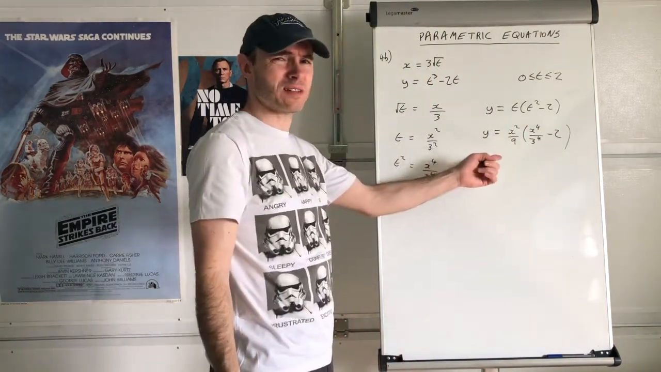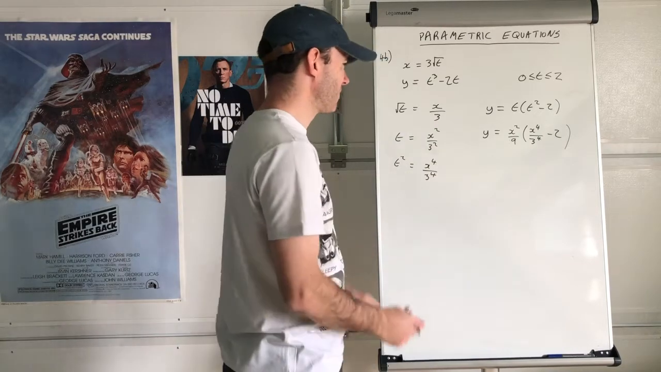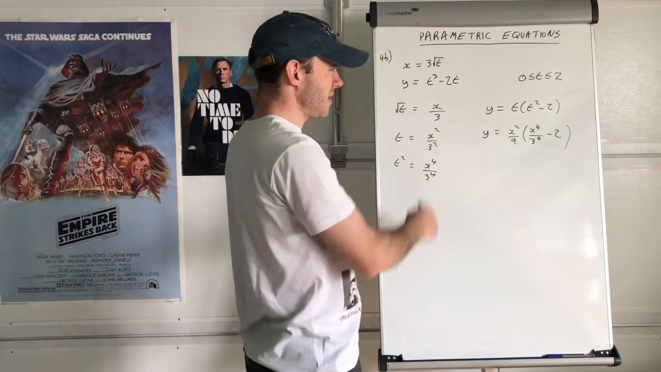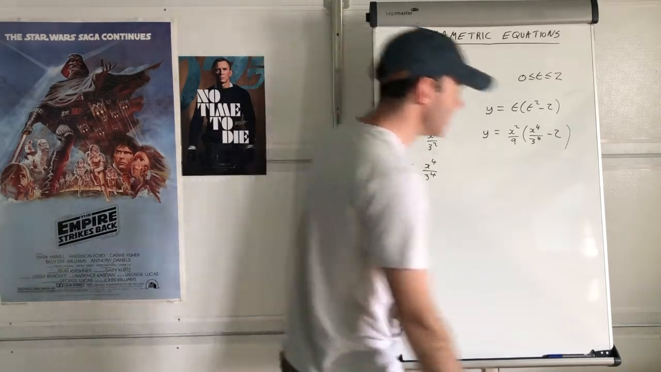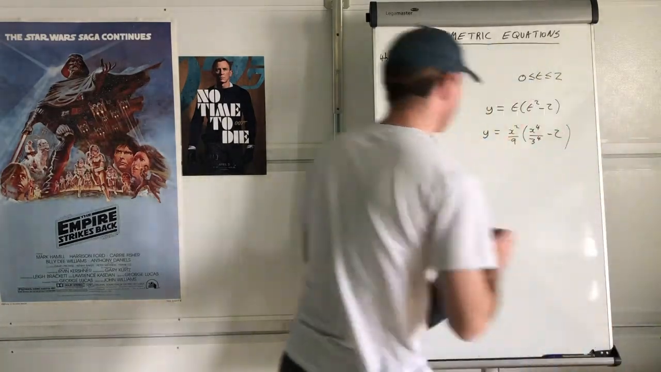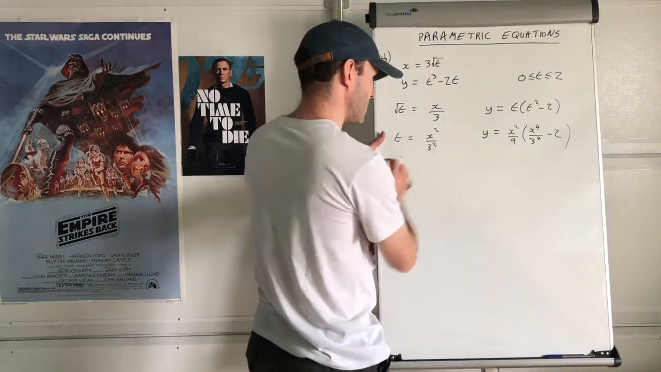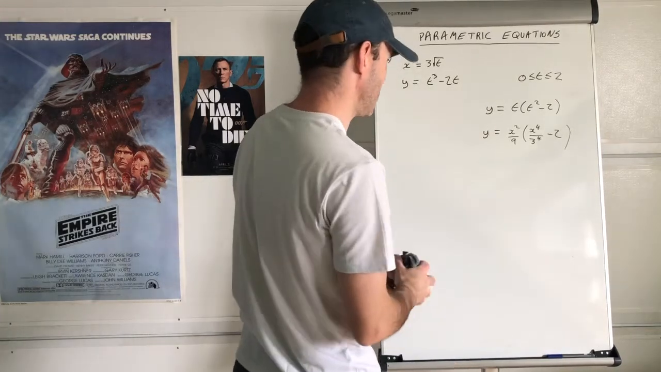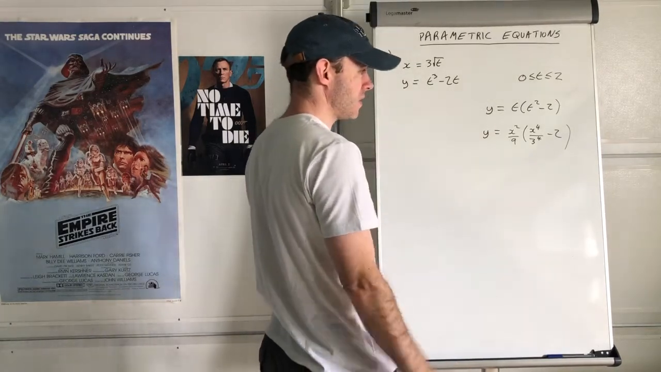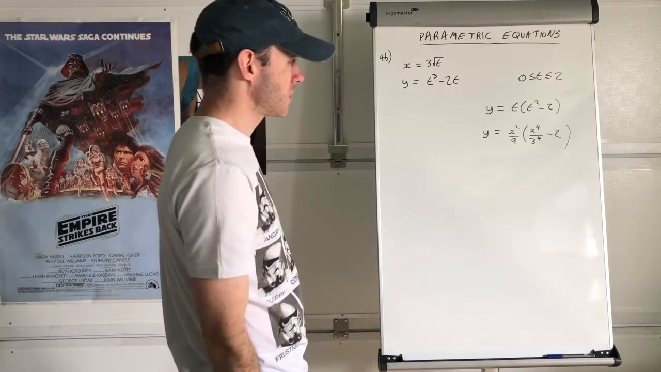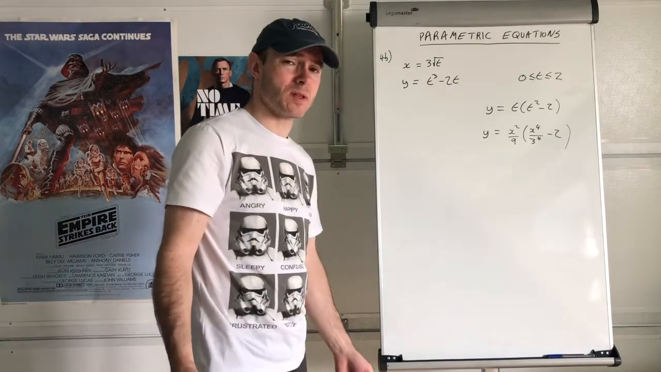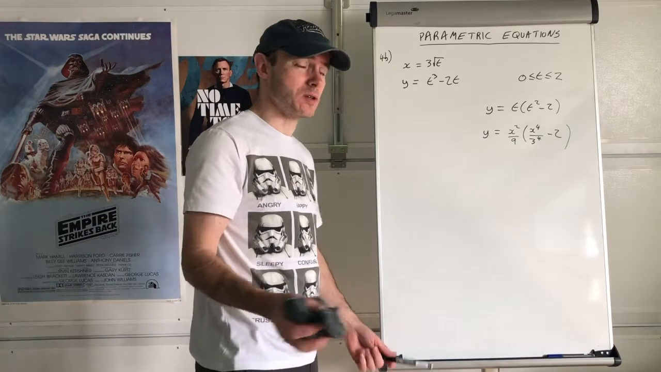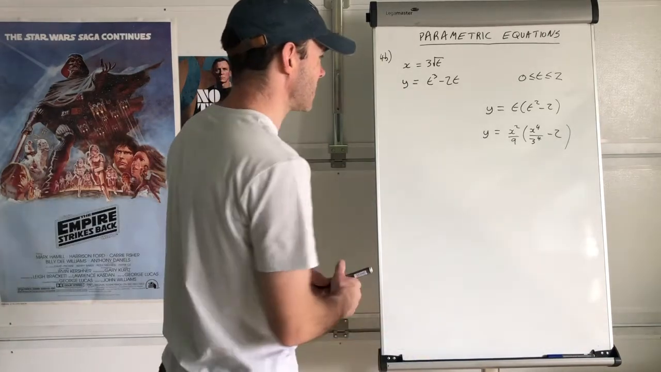And who doesn't want to sketch that? Come on. Yeah, I don't really need this anymore. Okay, so I'll get rid of that. So it's that, and then y equals x squared over 9, x to the 4 over 3 to the 4 minus 2.